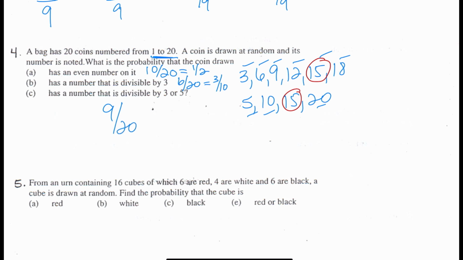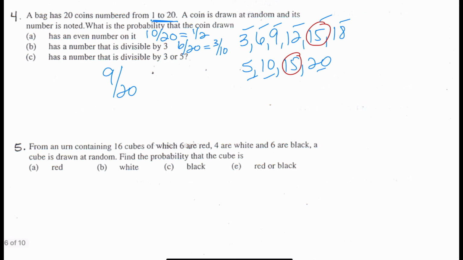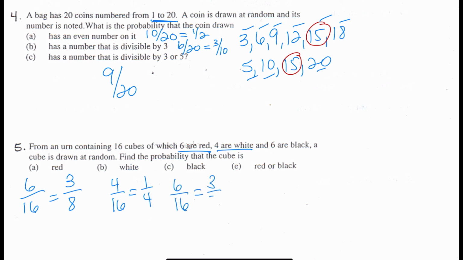From an urn containing 16 cubes, of which 6 are red, 4 white, and 6 are black, a cube is drawn at random. What's the probability the cube is red? There are 6 out of 16 cubes that are red. If you divide by 2, that's 3 over 8. The probability they are white, 4 of them are white, so that's 4 out of 16, or 1/4. Black, that's again 6 out of 16, or 3/8.